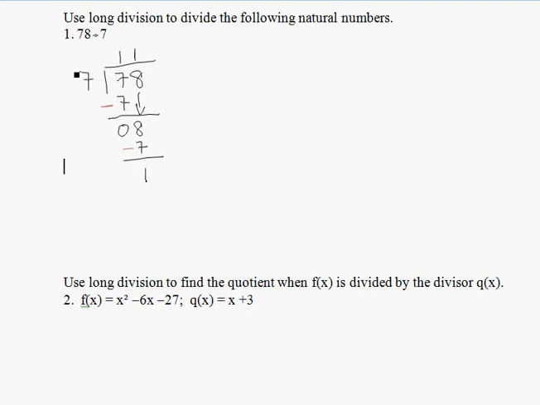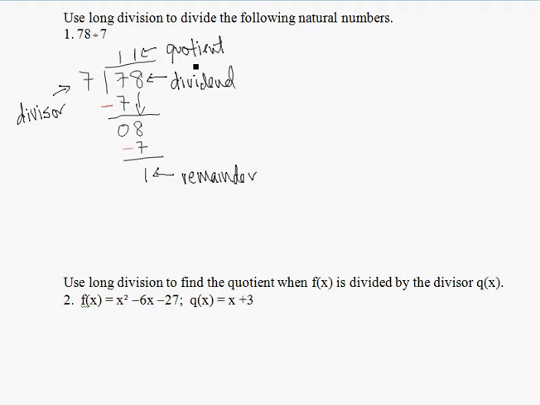Just to go over some of the vocabulary here. This number right here, the 7, is known as your divisor. The 78 is known as your dividend. The 1 is our remainder. And the 11 is our quotient. Not that there'll be a vocab quiz, but it's important that you know those words.